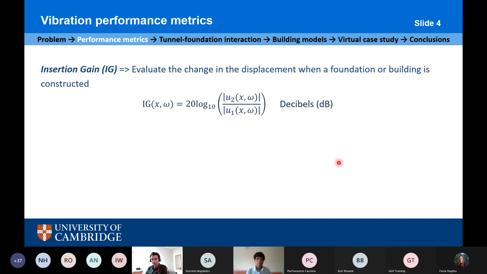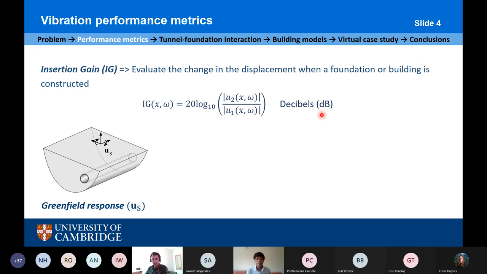So as Giuseppe touched on before, we can use insertion gain as a performance metric to account for the change in the vibration between two different configurations of the building. Say we measure the displacement for configuration two and then compare it against configuration one, and that's usually measured in units of decibels.